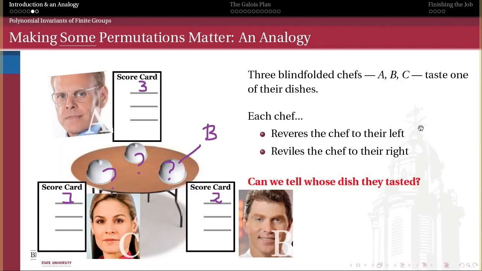But let's suppose that we don't want that. Let's suppose we want to come up with a rating system in which, at the end of the day, we don't know whose dish was under that cloche on the table. What could we do to accomplish that objective?